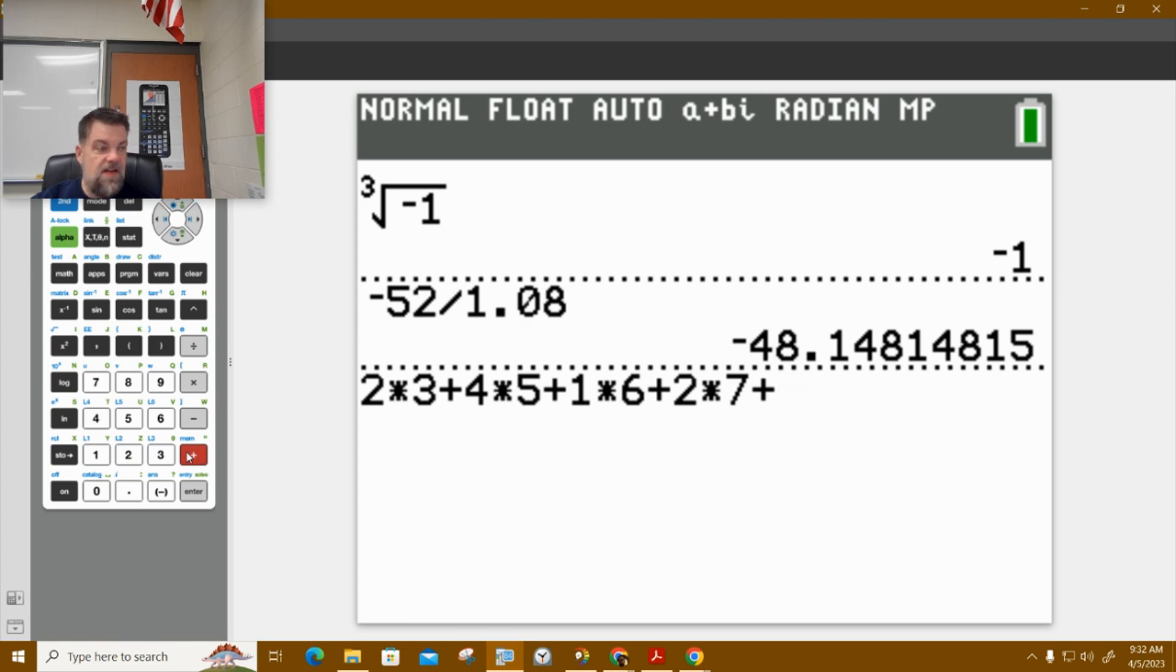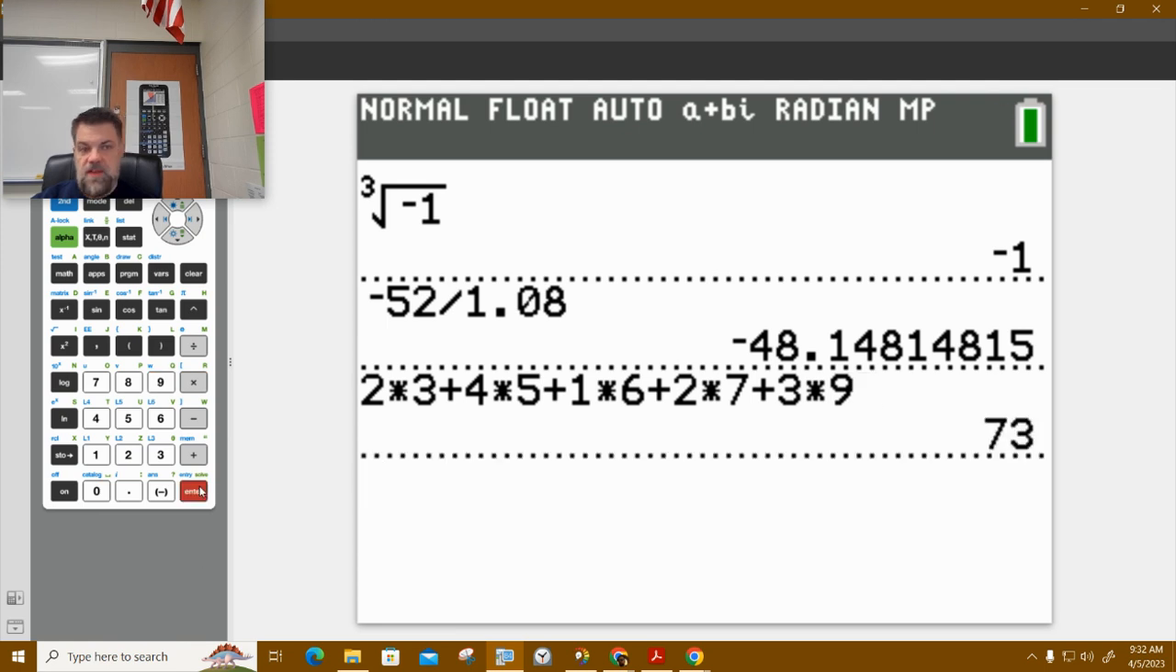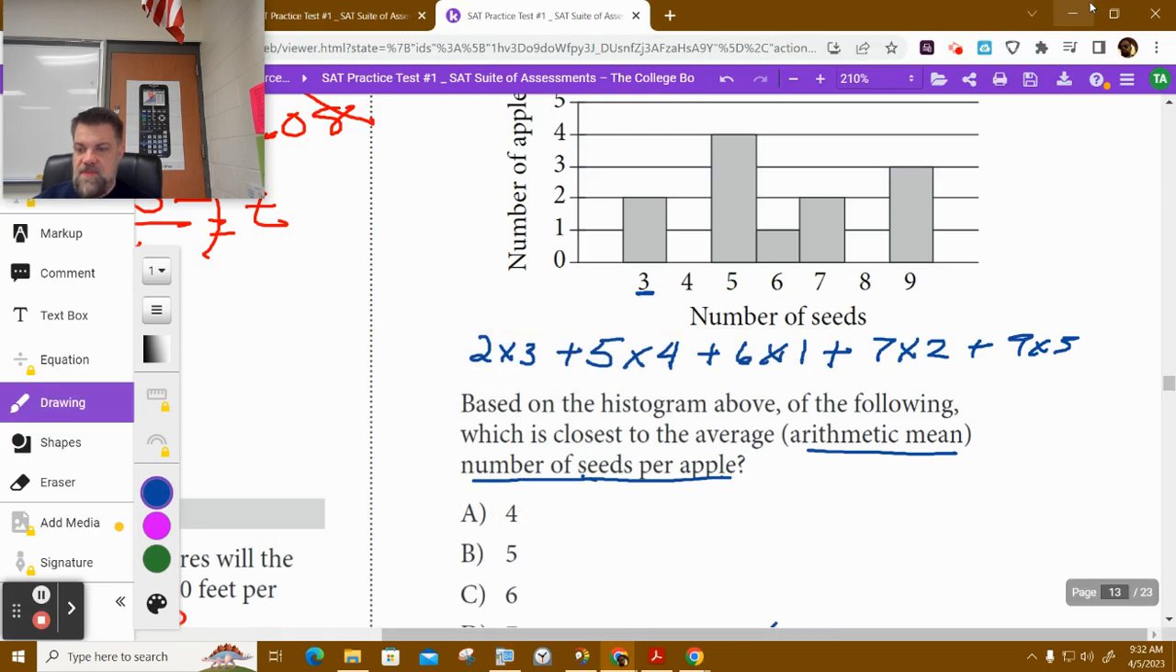If I hit the right number, you got to make sure you don't accidentally hit a plus sign when you're supposed to hit an addition sign. So that all adds up to 73. So there are 73 seeds total.